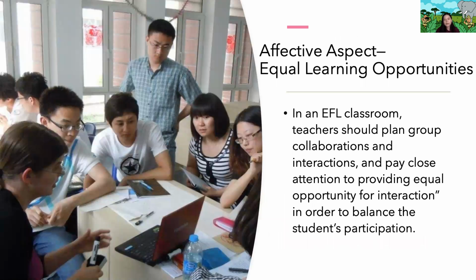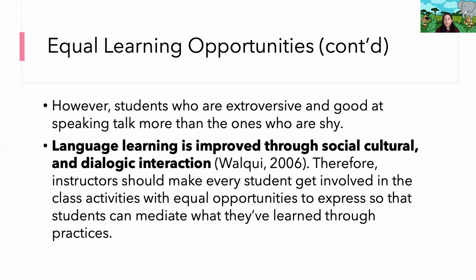Then we come to the affective aspect. In an English classroom, teachers should plan group collaboration and interactions and pay close attention to providing equal opportunities for interaction in order to balance the students' participation.